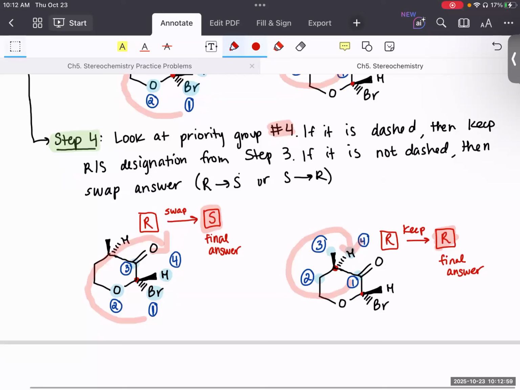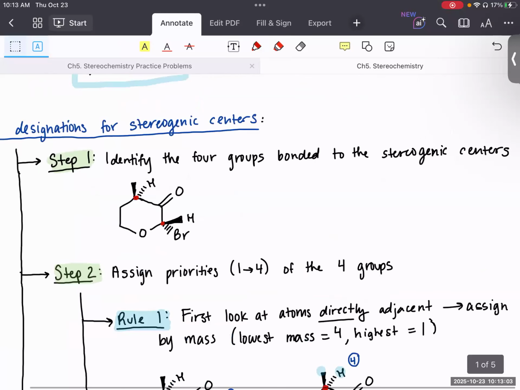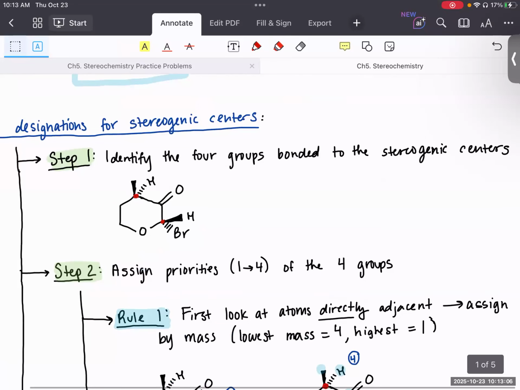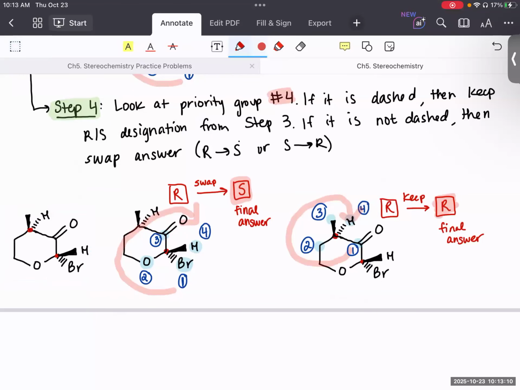If we were to redraw our molecule, starting from nothing drawn on it, I'll copy it from here over here. We would label this top one as S and this bottom one as R. And so the designation of those stereogenic centers would be S and R. And so we'd be able to compare it to other molecules, or the same exact molecules, but with different designations.